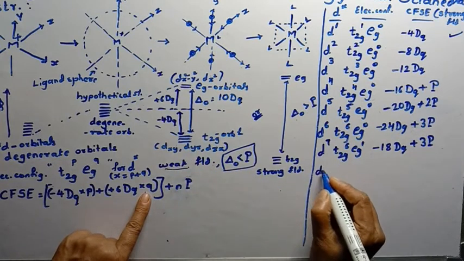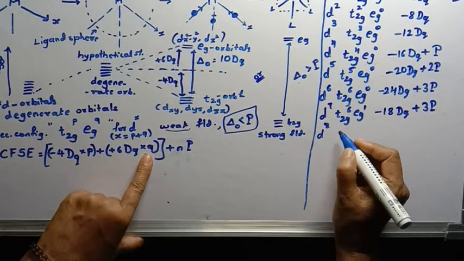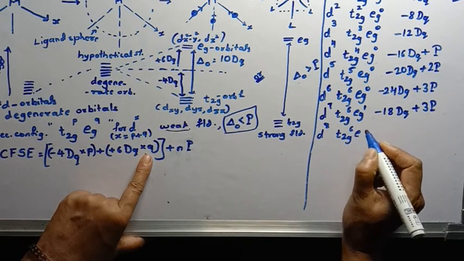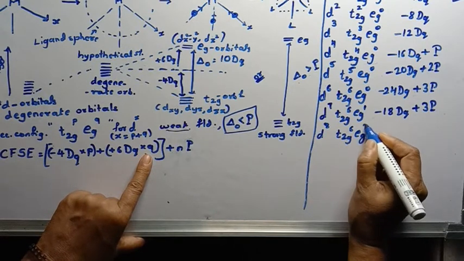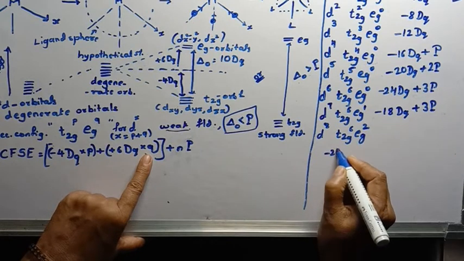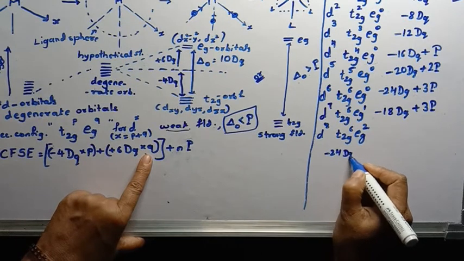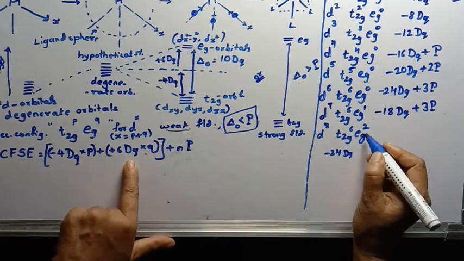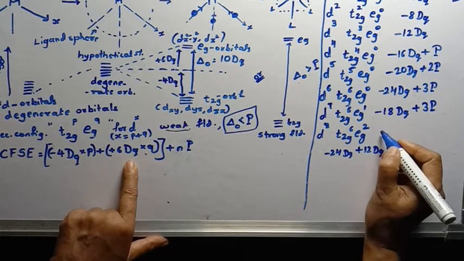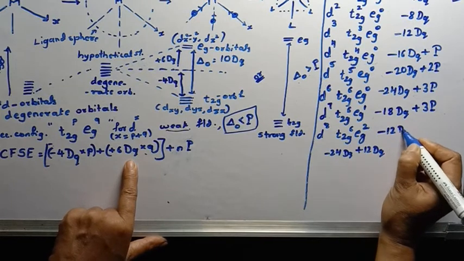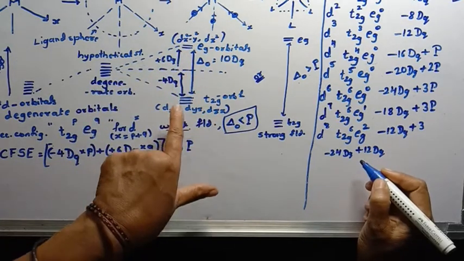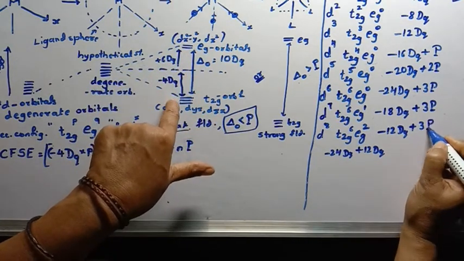Now we'll go to the D8. In D8, T2G is completely filled with 6, and the 8th electron enters the Eg orbital. Due to this, the decrease in energy is minus 24 dq, and the increase in energy according to this formula is 6 into 2, plus 12 dq. So the total is minus 12 dq, and there is no pairing in the upper level. There is pairing only in the lower level, therefore there is 3P.